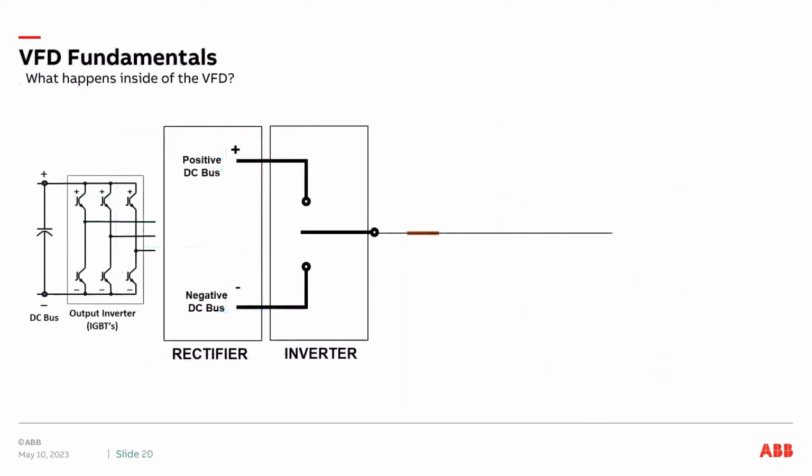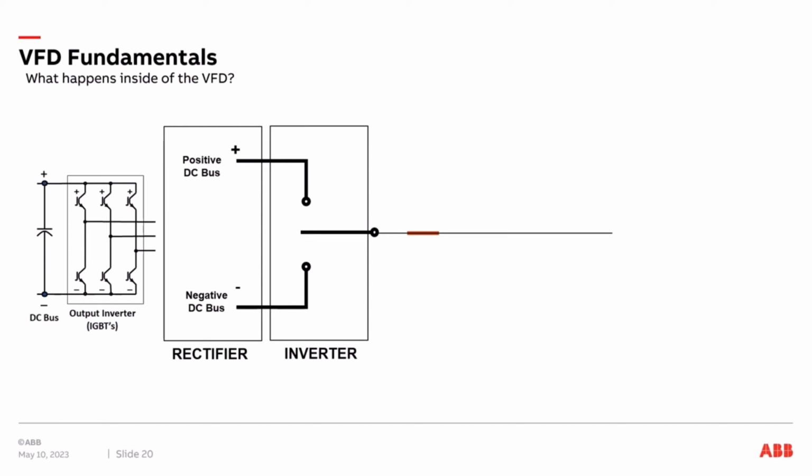Now let's look at the output of the VFD. The output inverter has IGBTs. The DC bus is being charged by the input bridge. Now we're going to look at the output to the motor. Each IGBT is a high-speed switch. The high-speed switch can turn on or off to the capacitor bank in a positive or negative way.